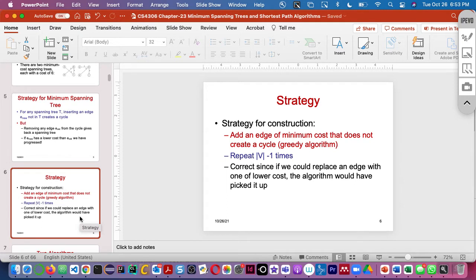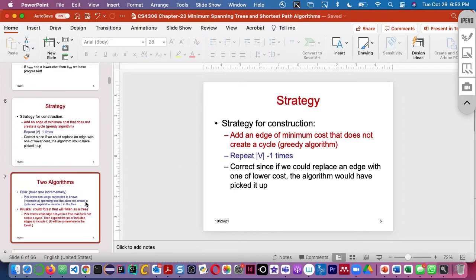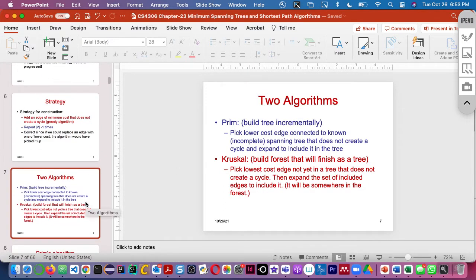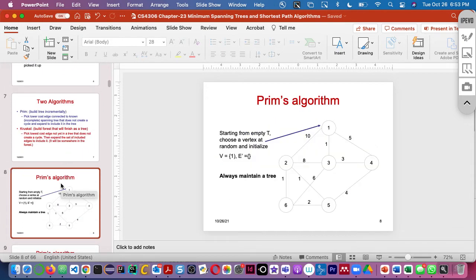We will see that there are some algorithms that repeat V minus 1 times, vertices minus 1 times. There are two types of algorithm, which we will come to later. One is the greedy algorithm, another is the dynamic algorithm. Let us give an example.